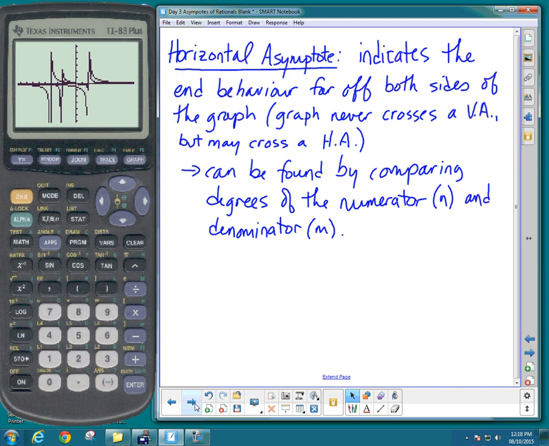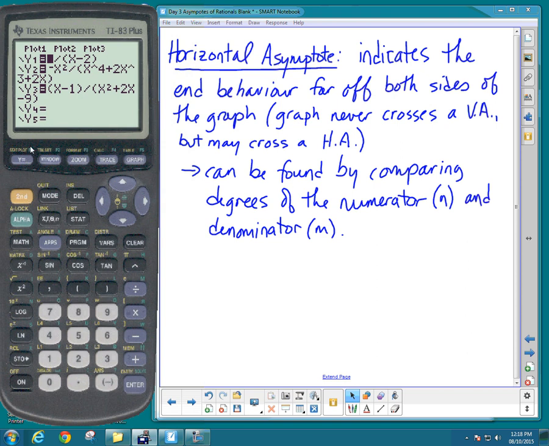Horizontal asymptotes indicate the end behavior far off both sides of the graph. So the graphs never cross vertical asymptotes, but they may cross horizontal asymptotes. That's one thing that's different. That's why when we're talking about horizontal asymptotes, we're talking about the spots way out on the left side or the right side, so like positive infinity and negative infinity. That's where I'm interested in looking at the asymptotes. Locally, around the graph, you might have a situation where the graph actually crosses, and if we just showed you this one, this graph actually crosses the horizontal asymptote, but out at the ends, it doesn't.